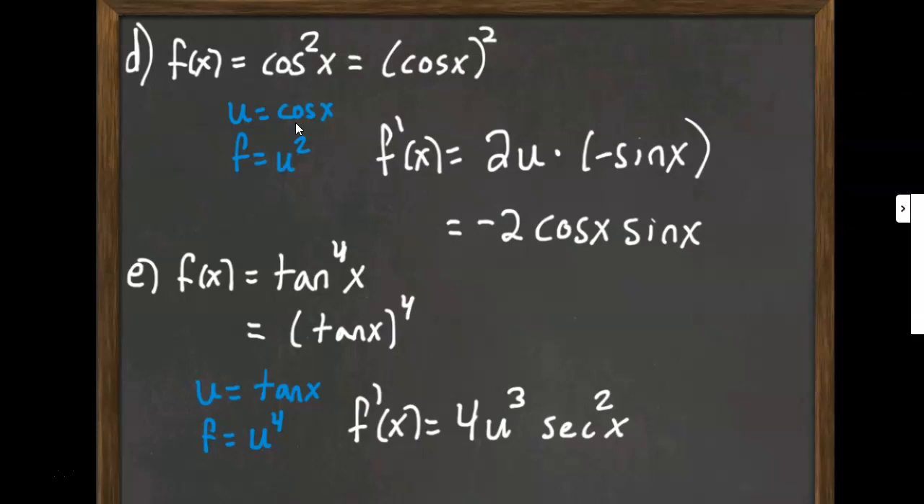And then we just need to clean it up. So we have 4u to the third, secant squared x. So u is equal to tangent x. We put that in, and we would get 4 tangent to the third x times secant squared x. Okay, and that would be the derivative of tangent to the fourth: 4 tangent to the third times secant squared.